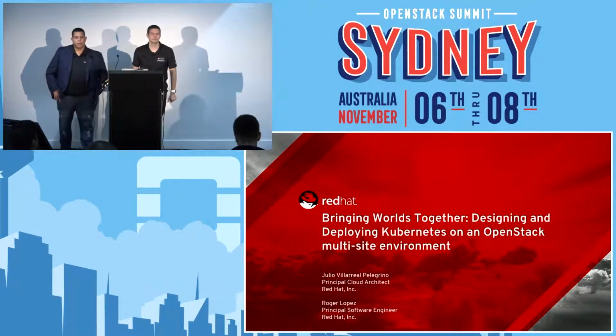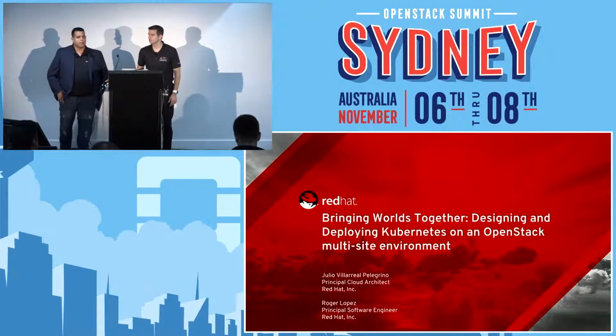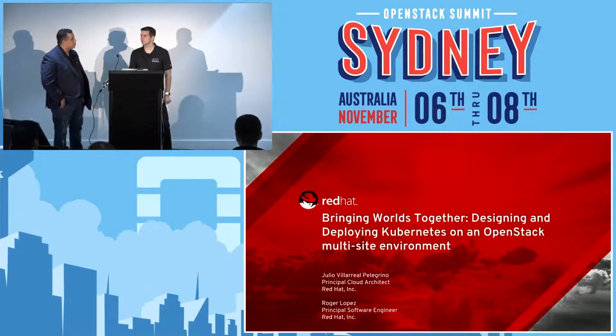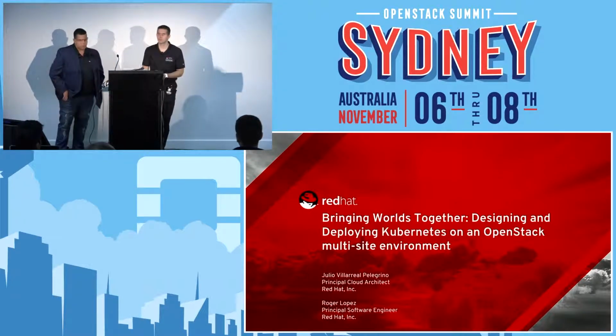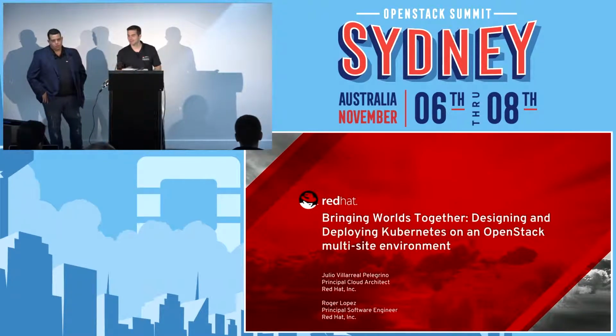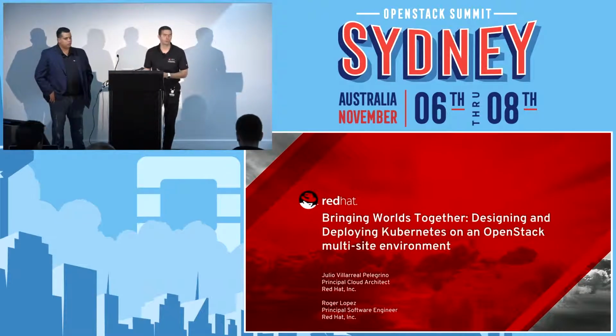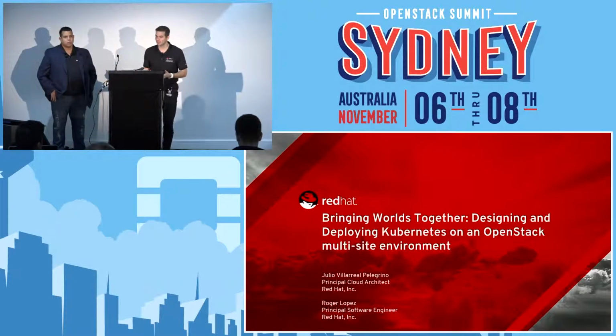My name is Julio Villarreal Pellegrino. Right now I am a principal architect at Red Hat. I lead architecture for North America on OpenStack. And I'm Roger Lopez. I'm a principal software engineer at Red Hat. And today we're going to be talking about designing and deploying Kubernetes on OpenStack multi-site environment.